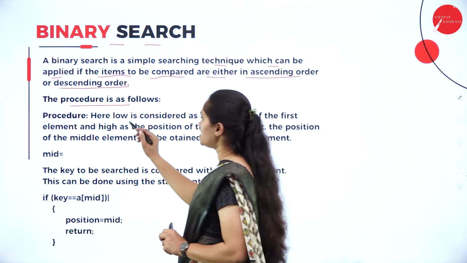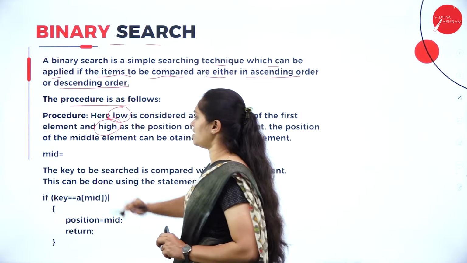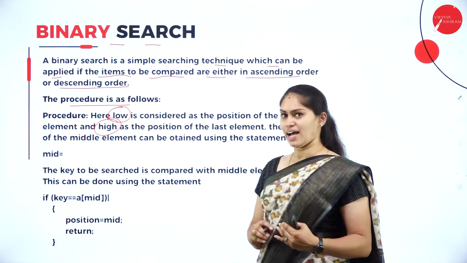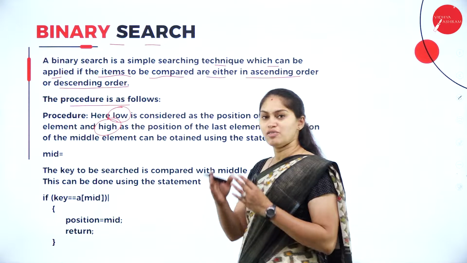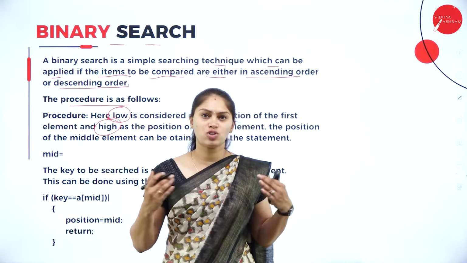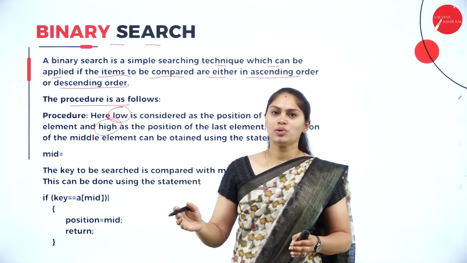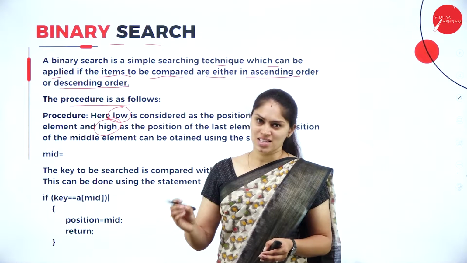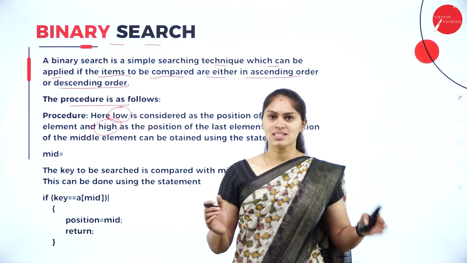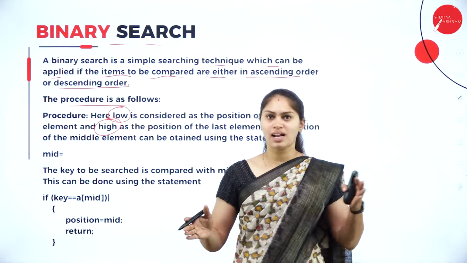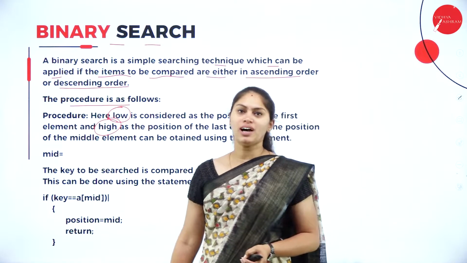We'll see here. We are going to use two terms: one is low and another one is high. If I want to search from where to where, I should know the boundaries. So I consider the first element as low and the last element as high. In between that first and last element only, we have to do the searching.